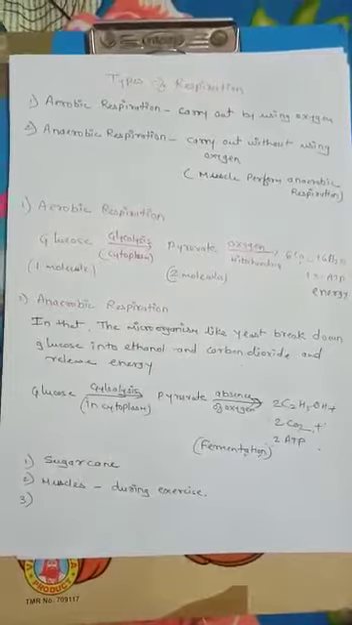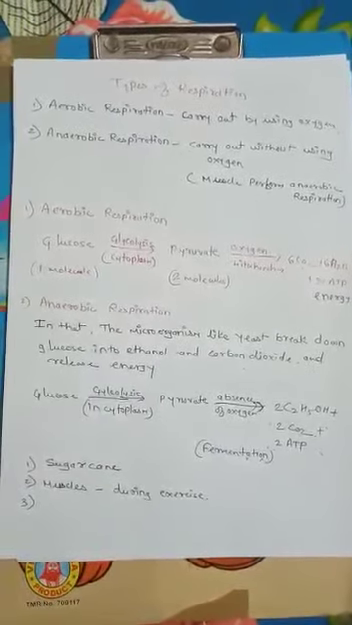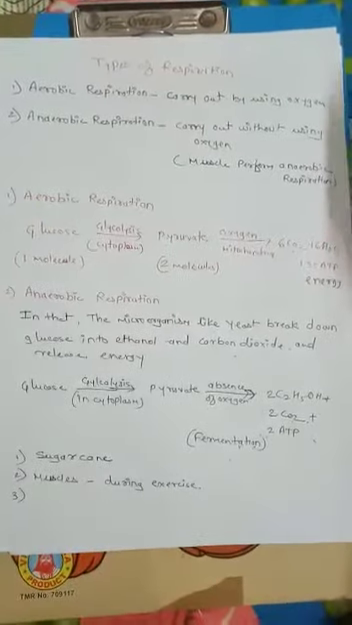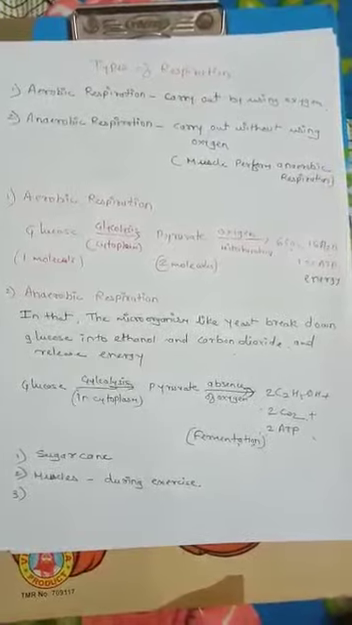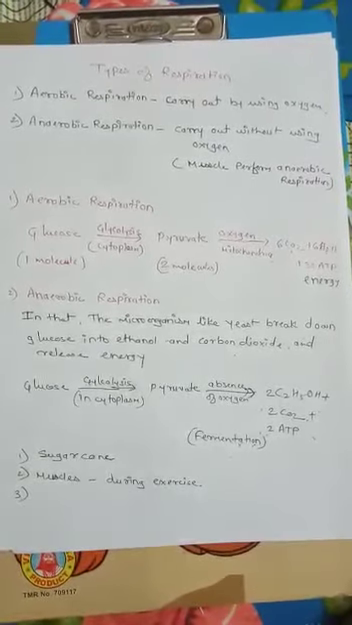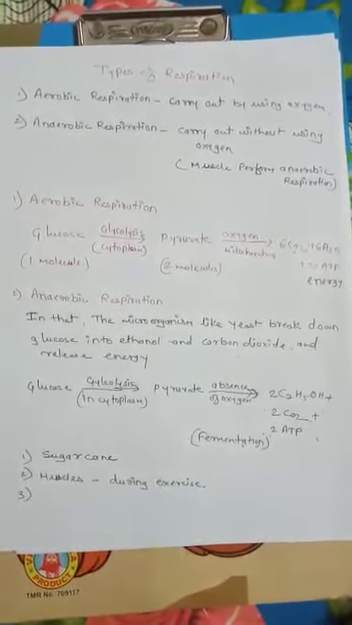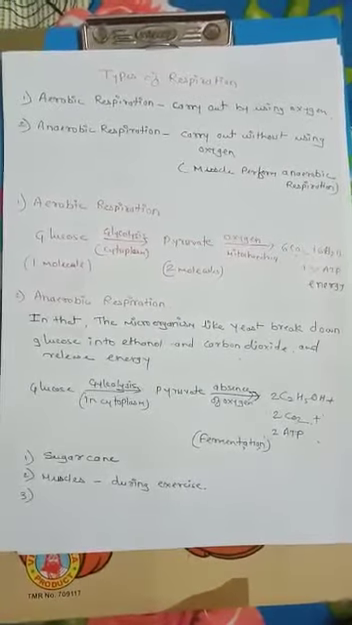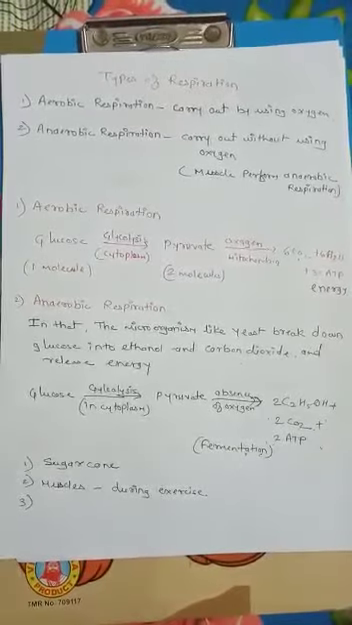Now, types of respiration. There are two types of respiration. One is aerobic respiration and the second is anaerobic respiration. Aerobic respiration is carried out by using oxygen, or in the presence of oxygen. Anaerobic respiration is carried out without using oxygen, or in the absence of oxygen.